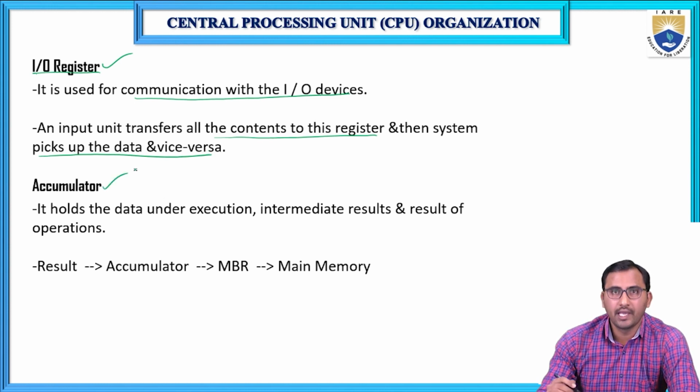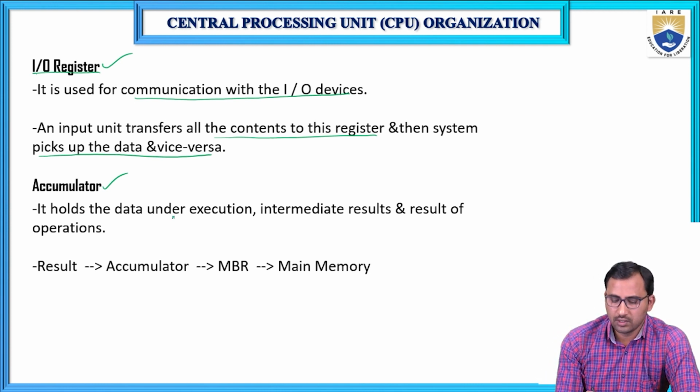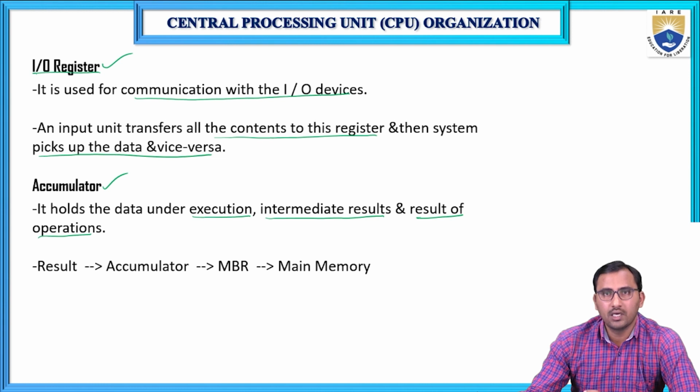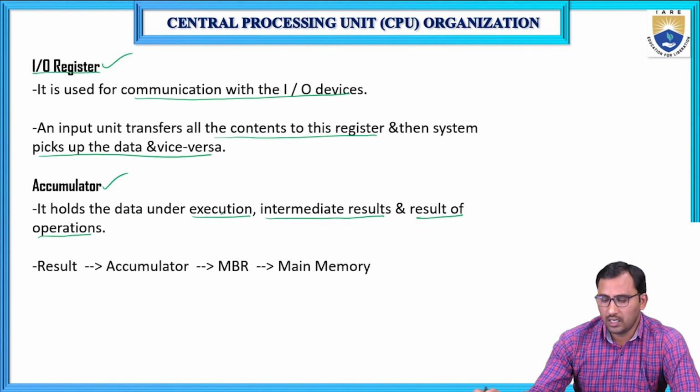And the next one is the accumulator. The accumulator holds the data under execution, intermediate results, and the result of the operation. This accumulator is a very important register in the register section, because it stores the data under execution, and also it stores the intermediate results.